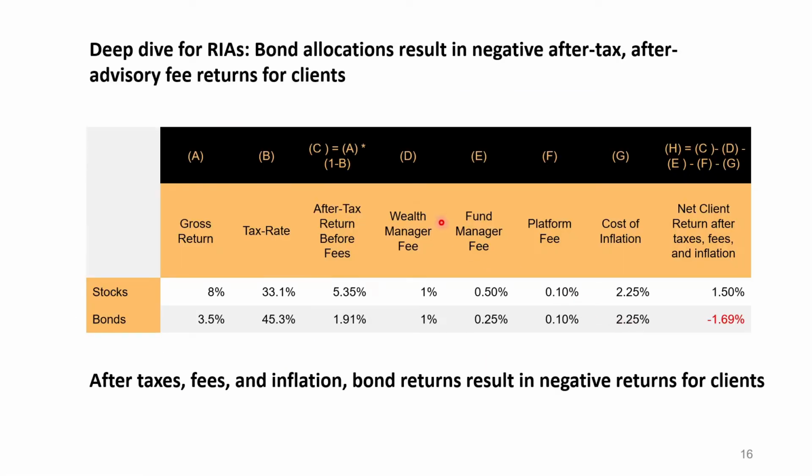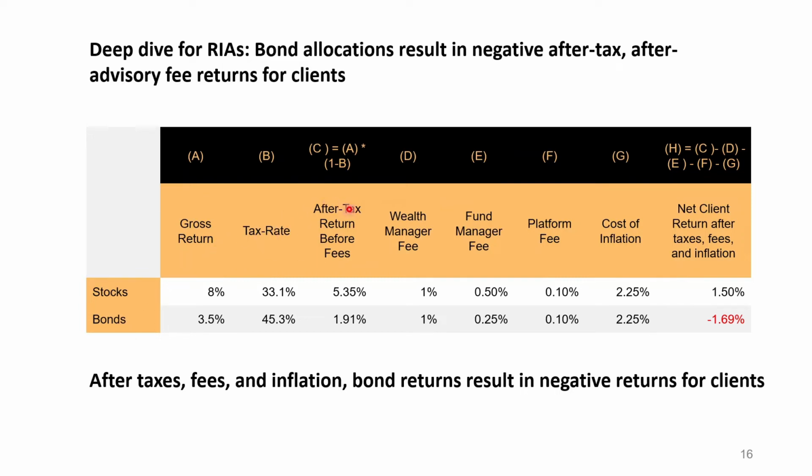So the next thing I want to talk about here is we talked about how the allocation to bonds as clients get near to retirement doesn't make a lot of sense for clients. So I'm going to do a deeper dive here in showing you why on an after-tax, after advisory fee basis, it really doesn't make sense for clients, especially as most financial advisors and retirement funds are going to that 60-40 type portfolio.